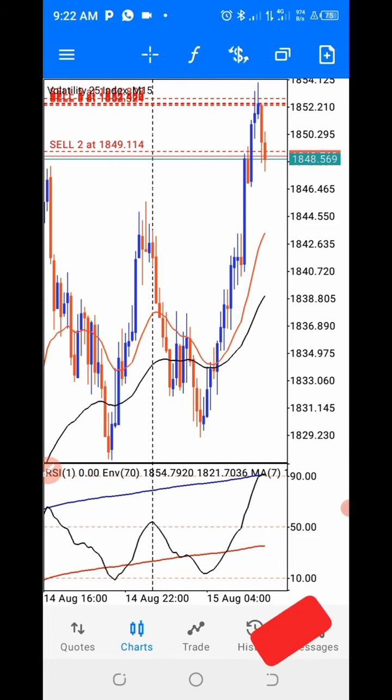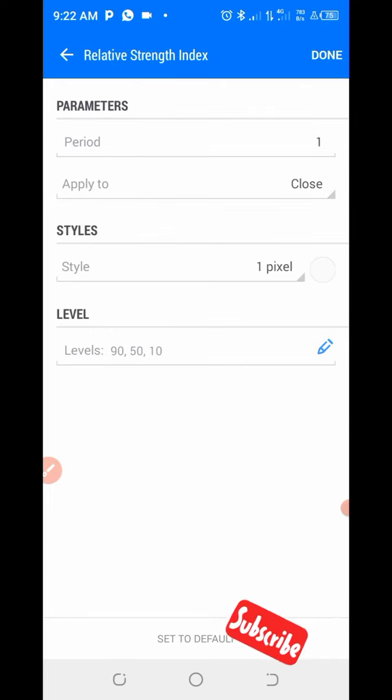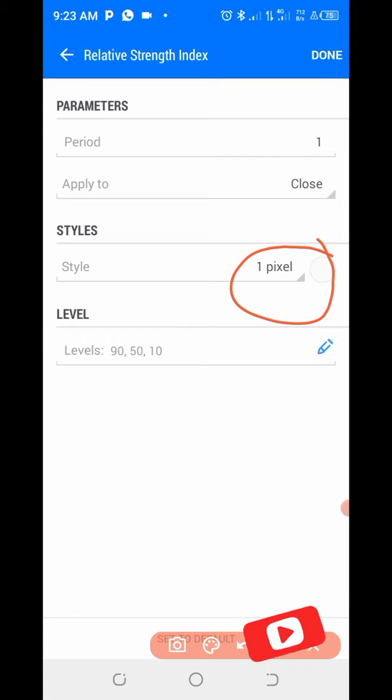Now for the indicator window, you click on this F here again. The first indicator we are going to use is our RSI, relative strength index. The period is 1, apply to close. The style is 1, then the color has to be the color of your background. If you see very well, my background is white, so the color I'm using is white.